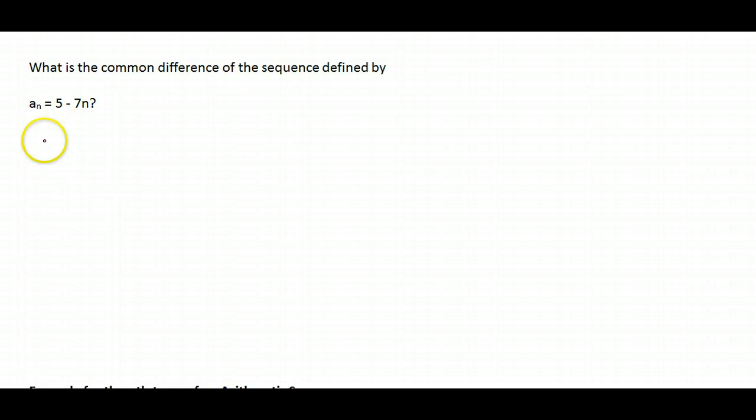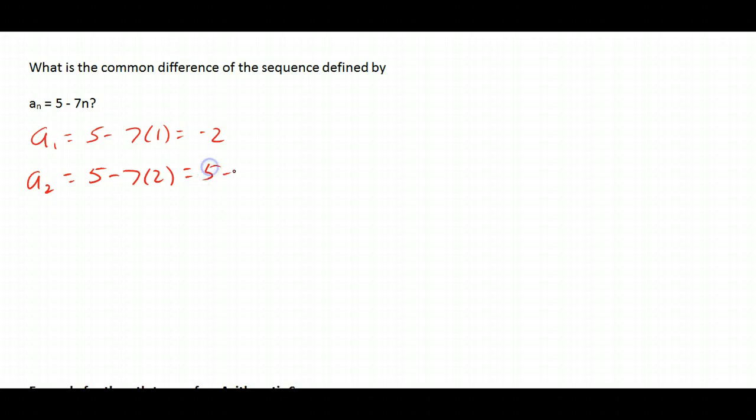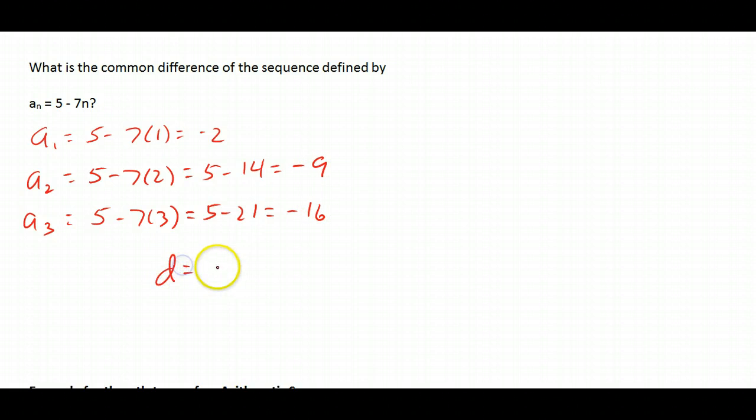So what if we just have a formula? We don't have the terms themselves. Well, we can use this formula to get the different terms. So a sub 1 is 5 minus 7 times 1, which is negative 2. A sub 2 is 5 minus 7 times 2, which is 5 minus 14, which is negative 9. A sub 3 is 5 minus 7 times 3, which is 5 minus 21, which is negative 16. So what's the common difference? To get from negative 2 to negative 9, I subtract 7. To get from negative 9 to negative 16, I subtract 7. So d is negative 7.